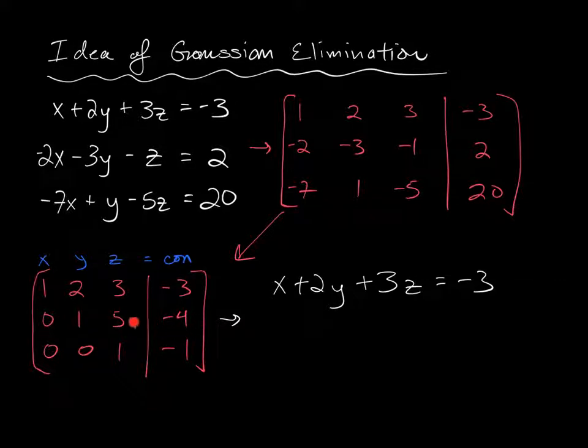The second row will represent a different equation, this time with no x's. So I'm just going to start with 1y plus 3z equals negative 4. Oops, plus 5z. And then the last row down here, 0y's plus 0x's plus 1z equals negative 1. So we will just write z equals negative 1. And then we can solve this very easily like we did on the last slide.